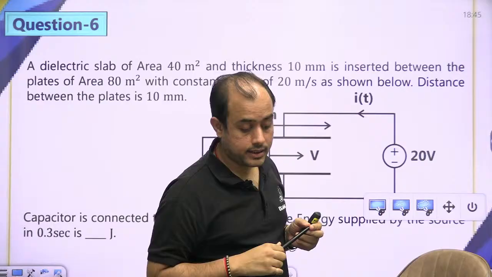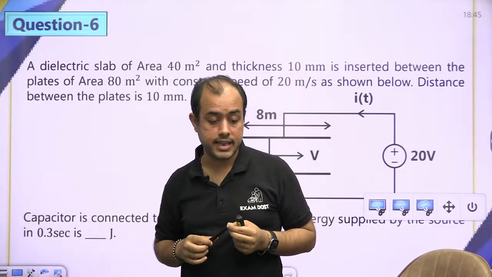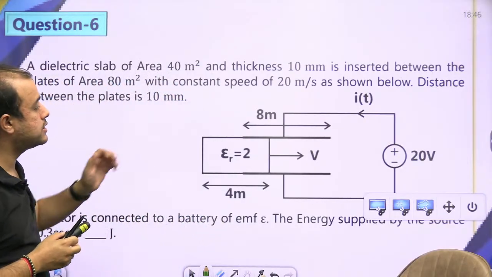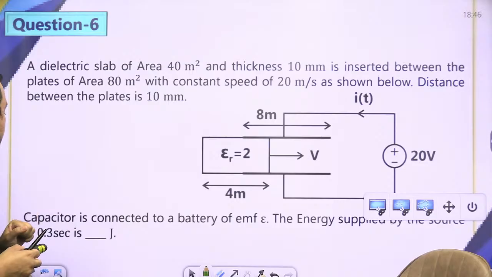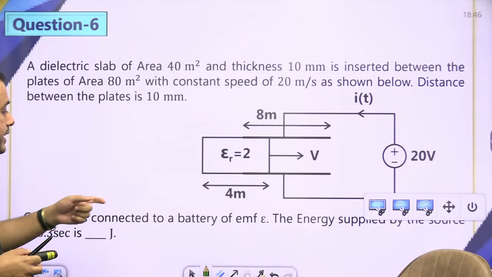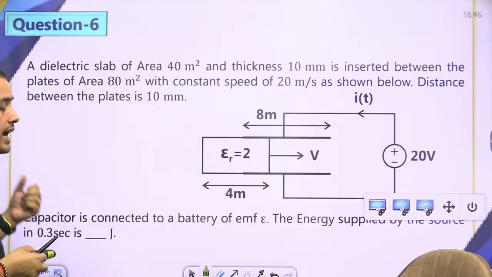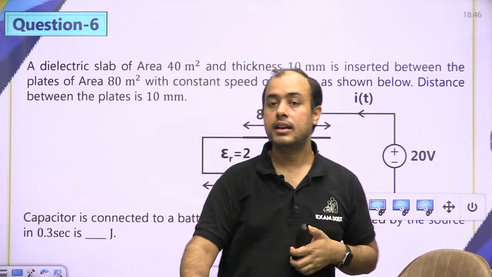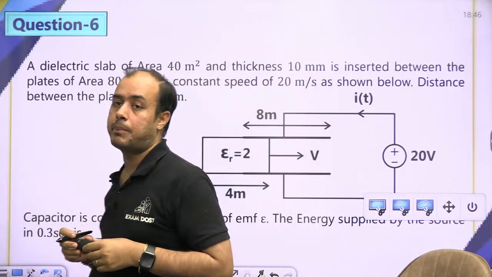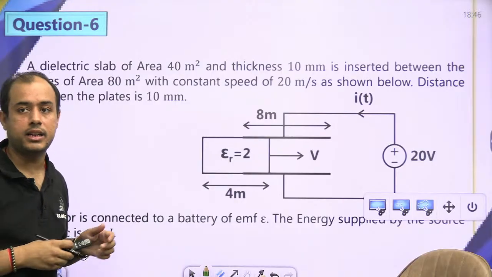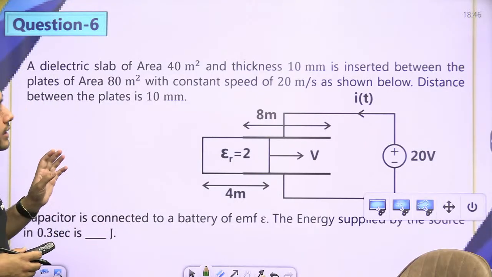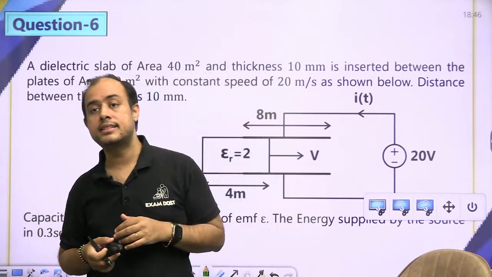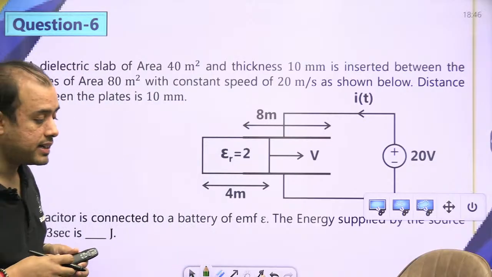Next, a dielectric slab of 40 meter square, thickness 10 mm is inserted between the plates of area 80 meter square with a constant speed 20. Distance between the plates is 10 mm. Capacitor is connected to a battery of EMF E. The energy supplied by the source in 0.3 second. Now beta, when we are inserting the dielectric between the plates of capacitor, it means that the capacitance is increasing. Capacitance is increasing, right?